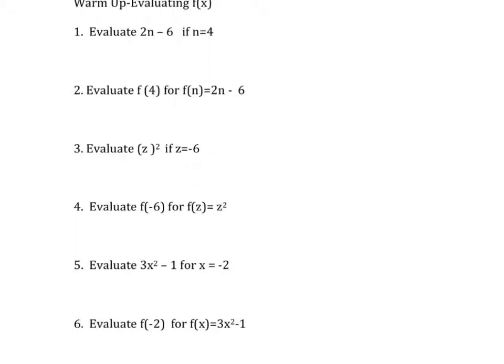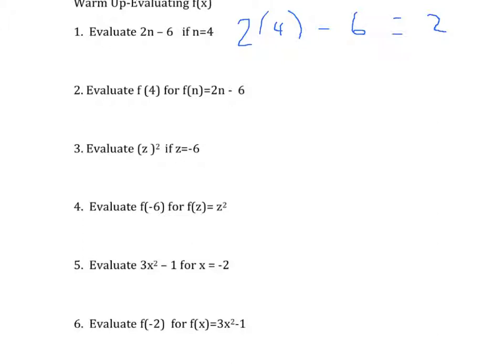In this lesson, I'm building off of students' prior knowledge of evaluating expressions to teach the objective of today's lesson, which is to evaluate functions using f of x. And so, the first one, evaluate 2n minus 6 if n equals 4. When evaluating expressions, students know just to substitute in for n, the 4, and replace it. Substitution means to replace, not to put it next to it. Subtract 6, and so 8 minus 6 is going to be 2.